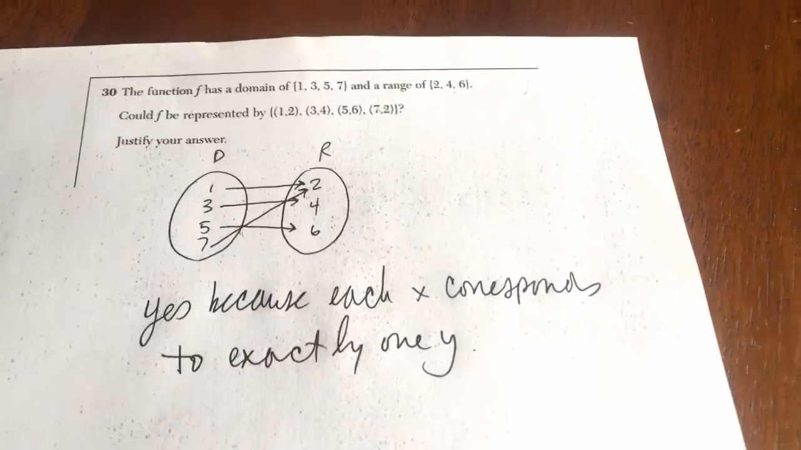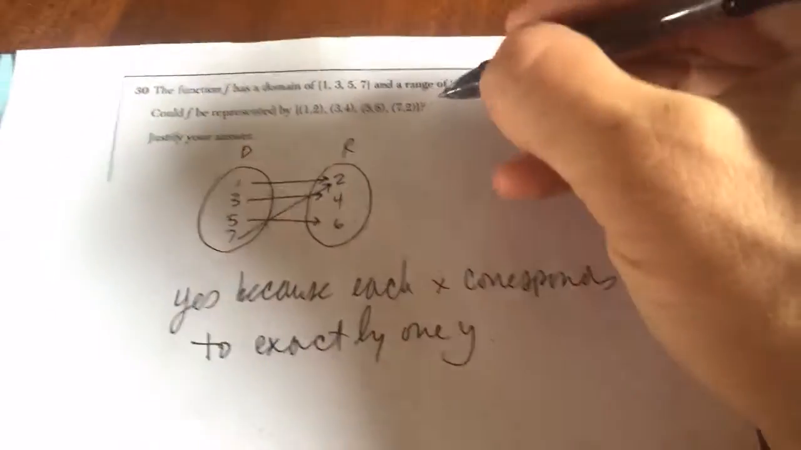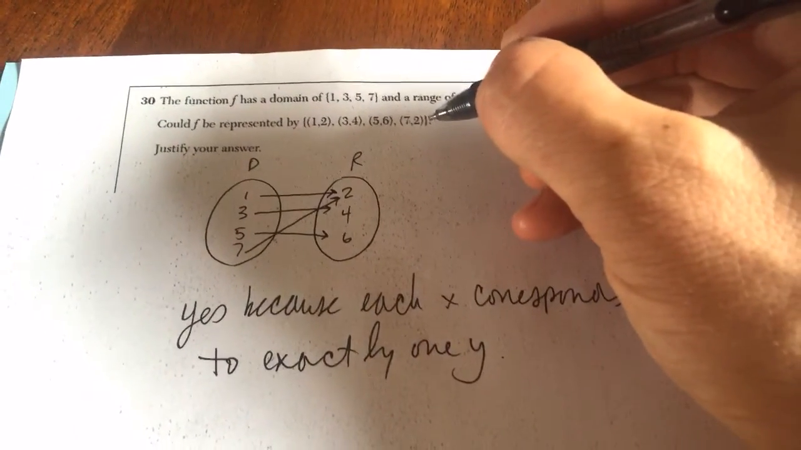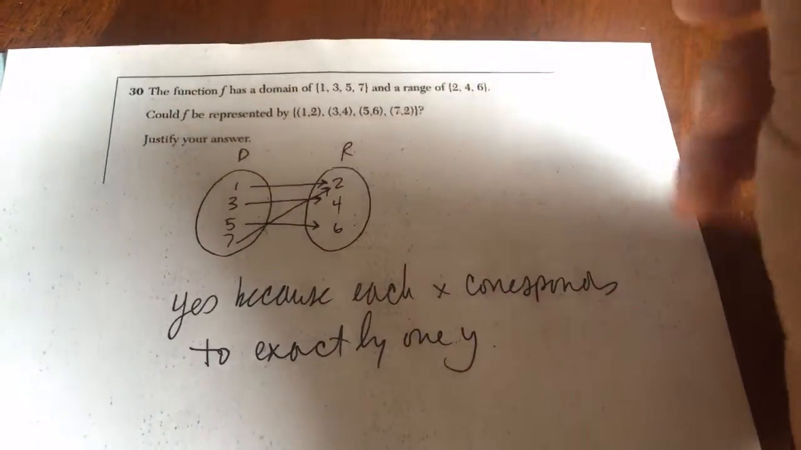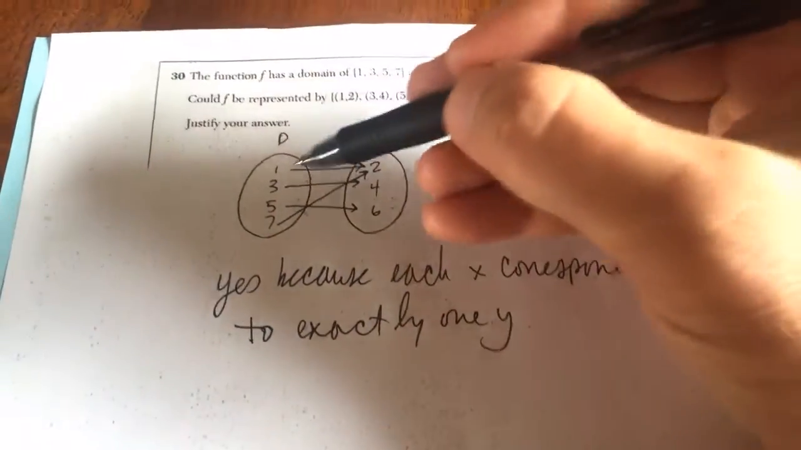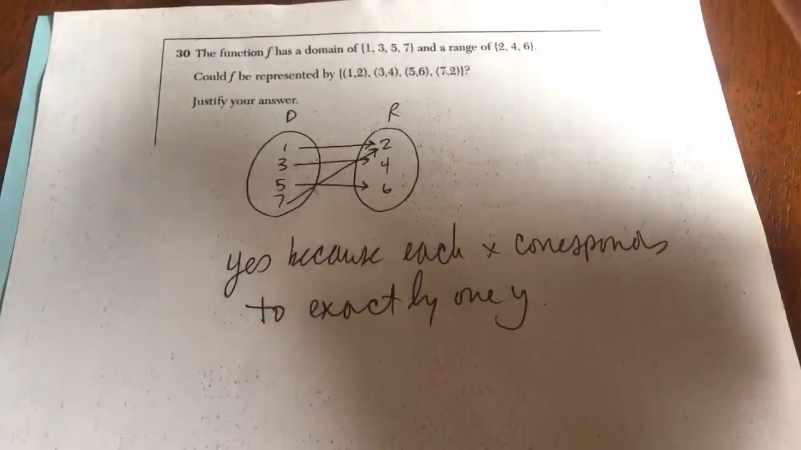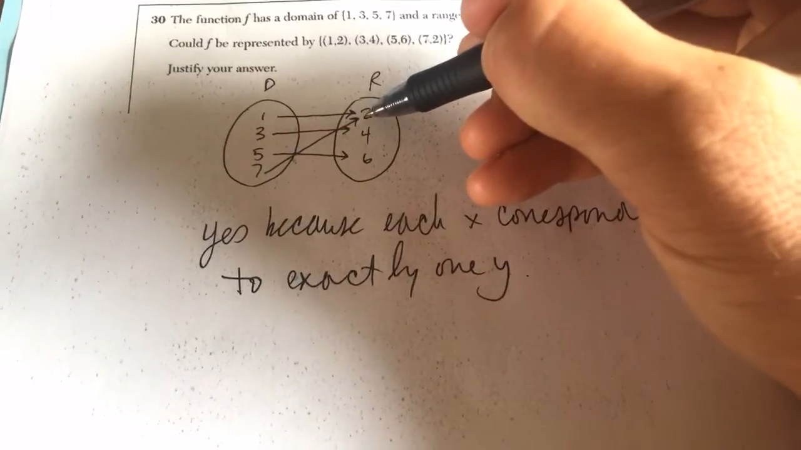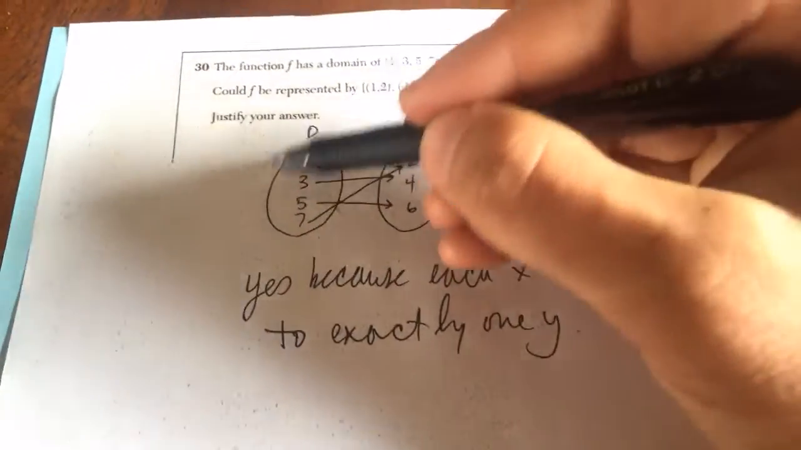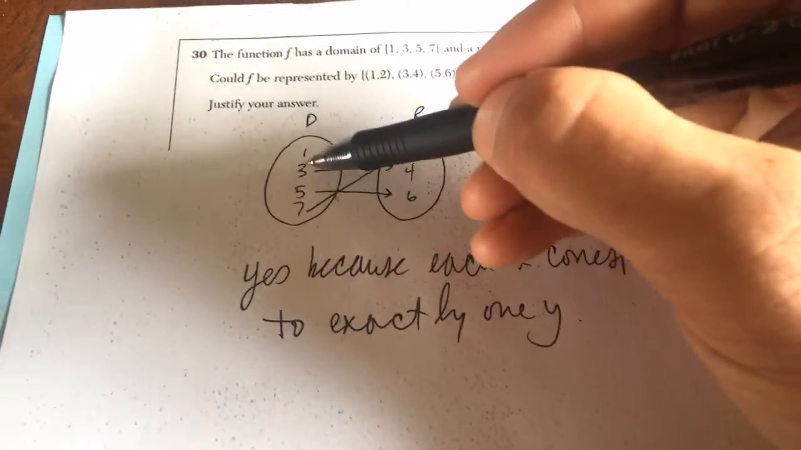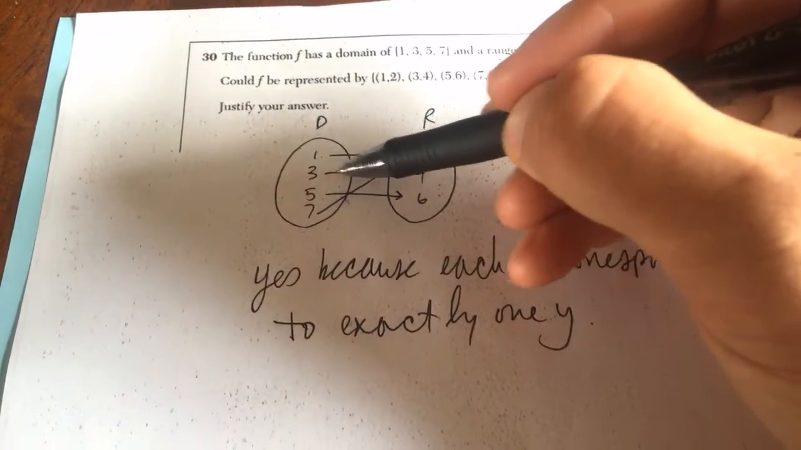Number 30, could this relation be a function? Justify your answer. The answer is yes, because each x connects to exactly one y. I understand that this range value is getting two connections, but we're only focusing on the domain when defining a function. Each of these only has one arrow stemming from it.